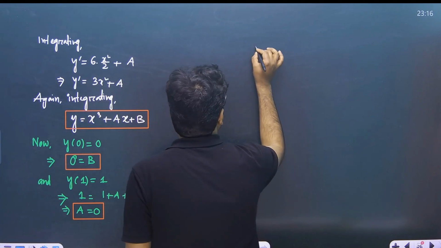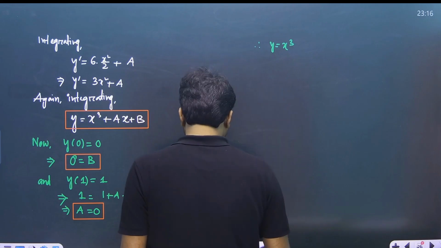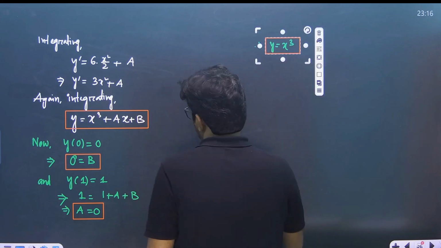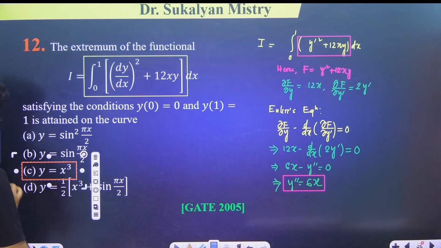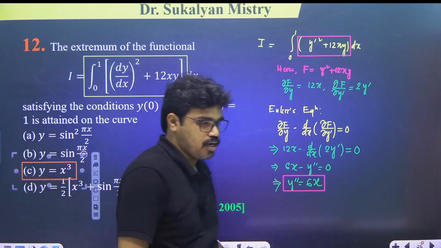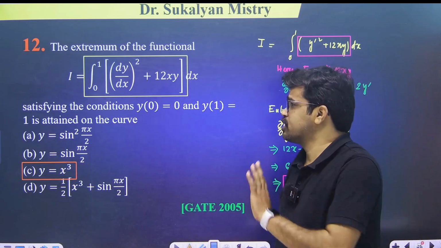So therefore y is equal to x cube. This is the required extremal. So y is equal to x cube. Which option is correct? Option C is the correct answer. This question was asked in the GATE exam 2005. Clear? It's an easy problem.